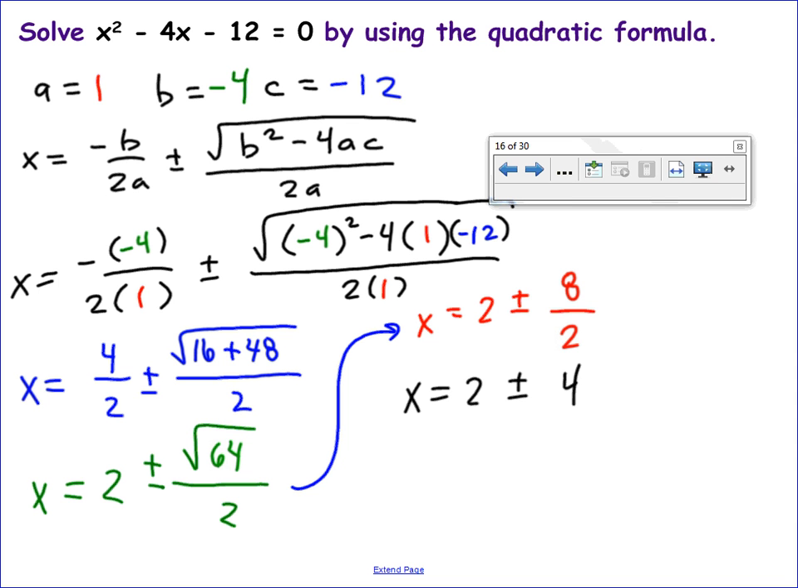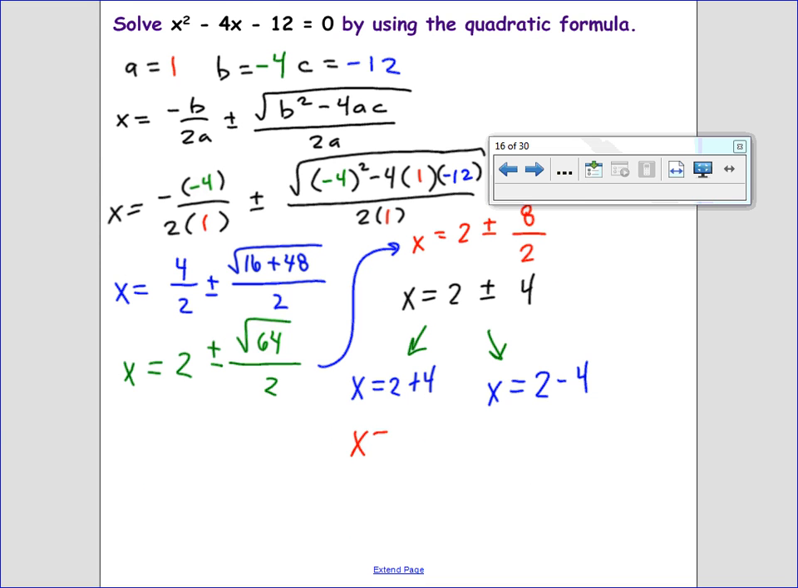So what I'm going to do, just like we've done time and time again with solving quadratics, is break it up into 2 separate paths, just to drive home the fact that there's 2 separate solutions, and this is how I get there. X equals 2 plus 4 in the first case. In the second case, x equals 2 minus 4. So my solution values are x equals 6 in the first case, and x equals negative 2 in the second case.